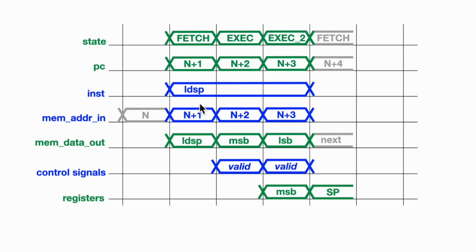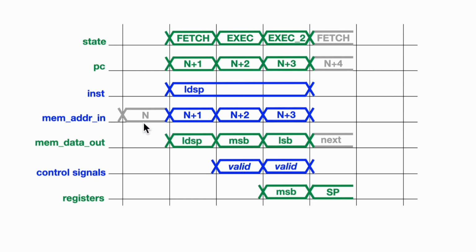This instruction will load the stack pointer register with a 16-bit immediate value that's part of the instruction. So this instruction is actually 3 bytes long. The 8-bit opcode is followed by the most significant byte, which is followed by the least significant byte of the immediate value. And so we're going to need 3 cycles to read each of these 3 bytes from memory. Our state machine will go through the fetch state, followed by the execute state, followed by execute 2, and we'll be incrementing the program counter because these 3 bytes are sequential in memory.